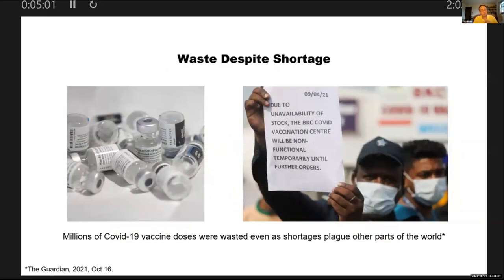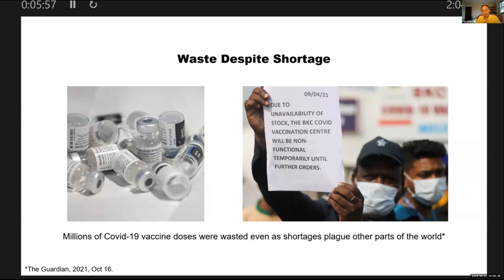The biggest problem of shortage is actually waste, which is surprising, but it is true. For example, during the pandemic, millions of COVID-19 vaccines were wasted, even as the shortages plagued other parts of the world. One of the reasons behind that is hoarding, which is generated by shortage because people think they might need it in the future, and so they are going to hold it, even if somebody else needs it, they will not give it out.